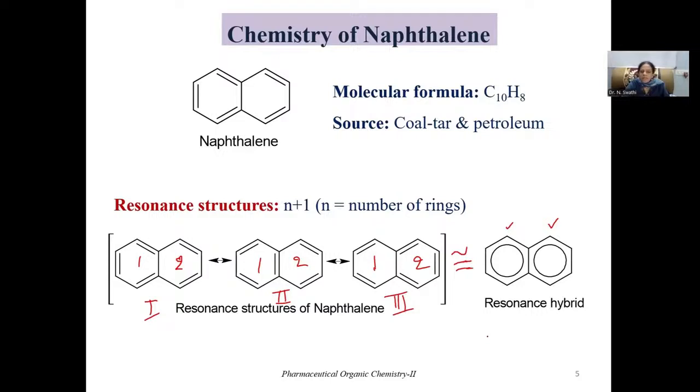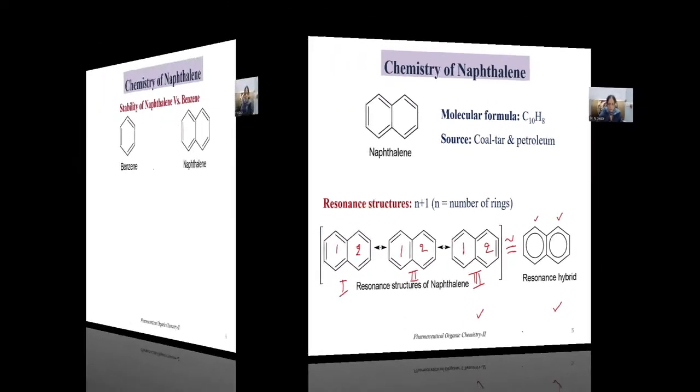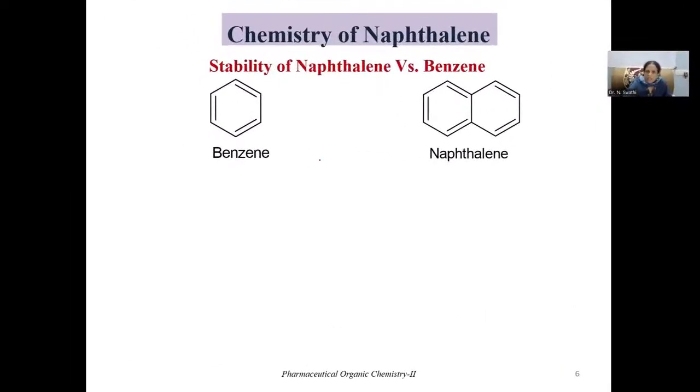The total number of aromatic rings in naphthalene is 2, so 2 plus 1, that means 3 resonance structures are possible for naphthalene, and this is how we draw the 3 resonance structures and the resonance hybrid structure for naphthalene. You have already learned in the case of benzene that compounds exhibiting resonance phenomena will be stable.